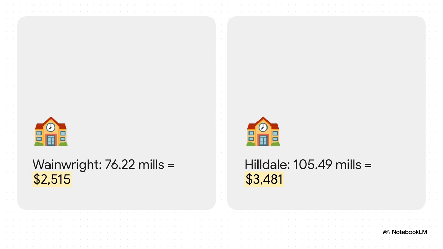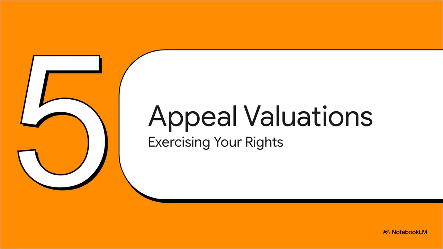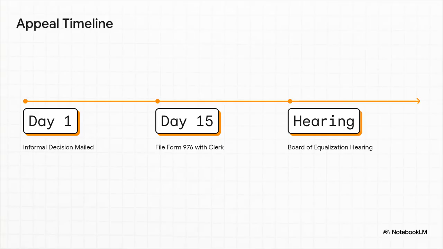Why? Because public schools get the largest chunk of the property tax, and things like school sinking funds and local bonds cause massive fluctuations. Section 5. How to appeal valuations. Okay, we've seen how the math works, but what happens if you get your assessment notice and you were like, no way, the assessor got this fair cash value completely wrong? Well, you have rights, and there's a strict life cycle to the appeal process.